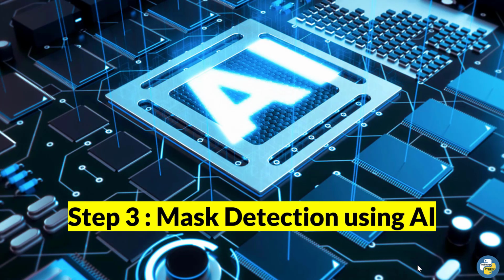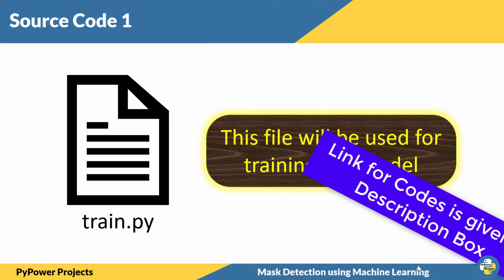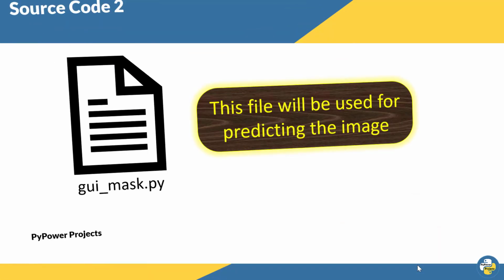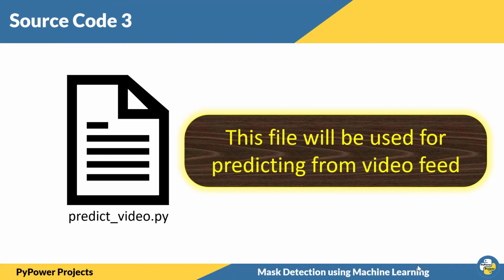Step 3 and the final step, mask detection using AI. You have seen in the previous section of the video how our model is able to detect whether a person's face has a mask or not. In the source code there are a total of 3 files. First is train.py. This file will be used for training our model. Second file is GUI-mask.py. This source code will be used for predicting the image files, and we have also taken care of prediction on video. So third is the predict video source code.